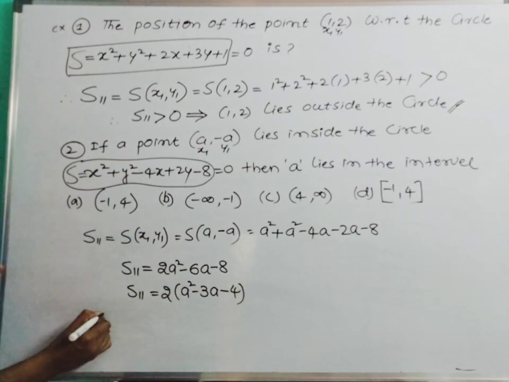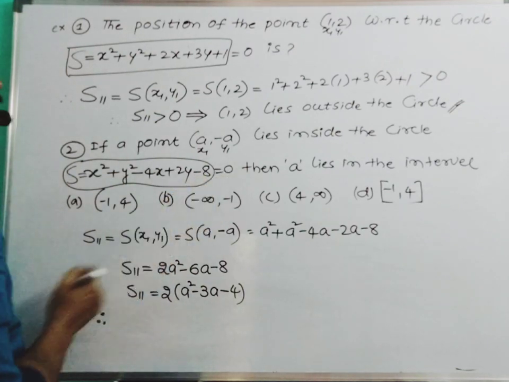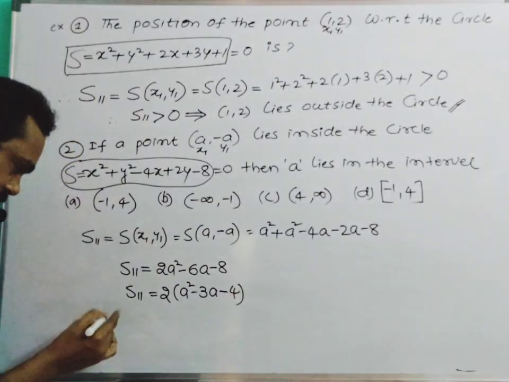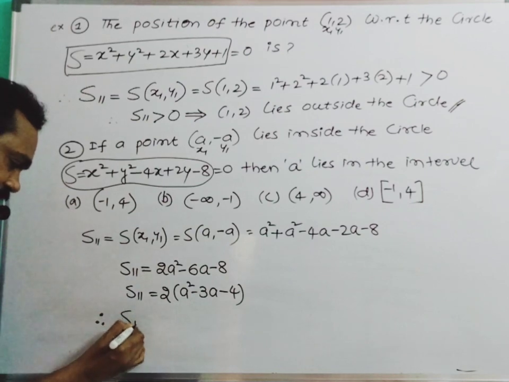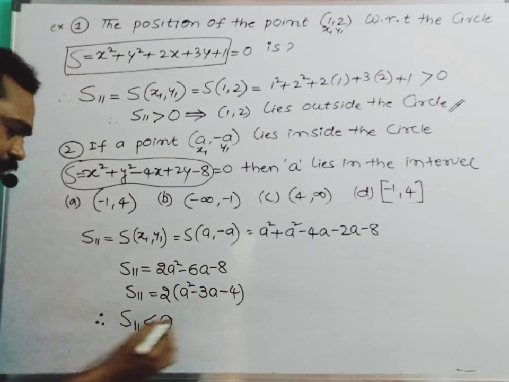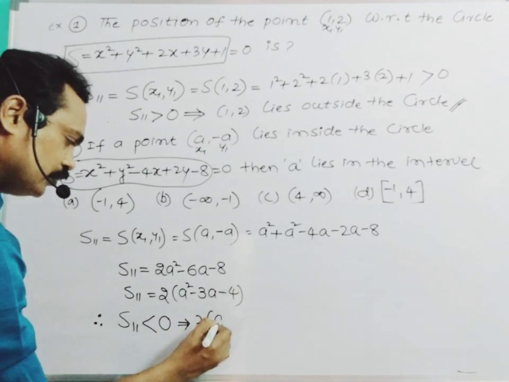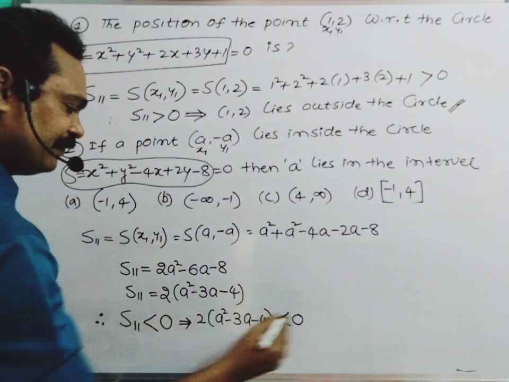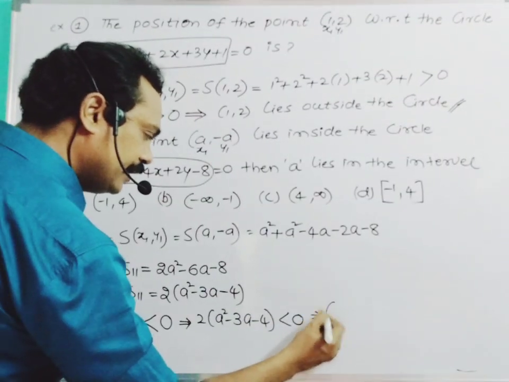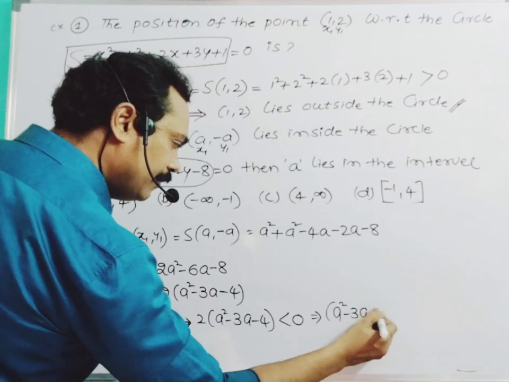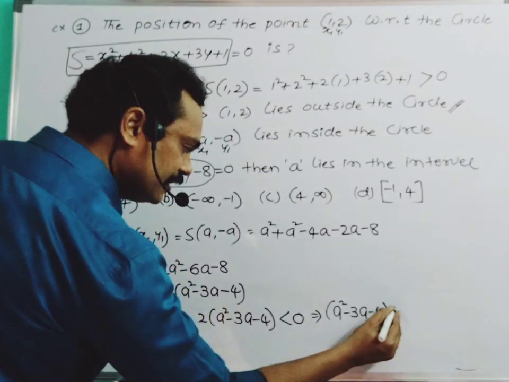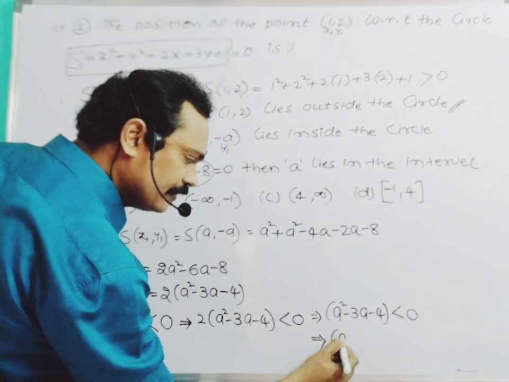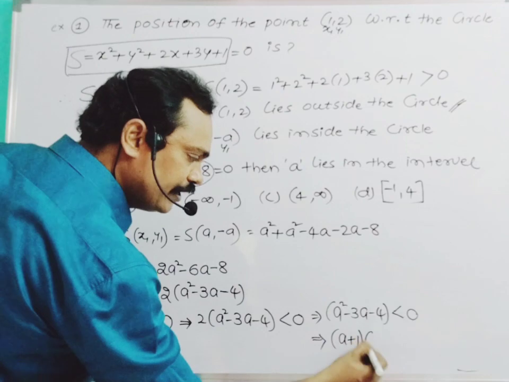What is given? According to the given data, this point A comma minus A lies inside of the circle. If the point lies inside of the circle, what is the condition? S11 is less than 0. So 2 into A square minus 3A minus 4 is less than 0. The 2 goes away. Then A square minus 3A minus 4 is less than 0, and you can factorize this.